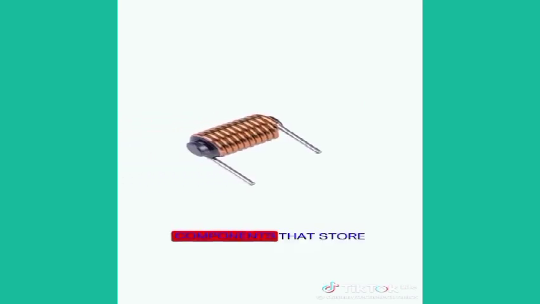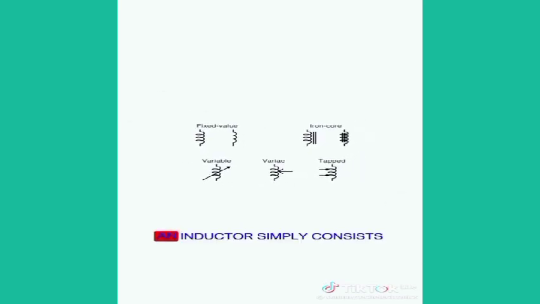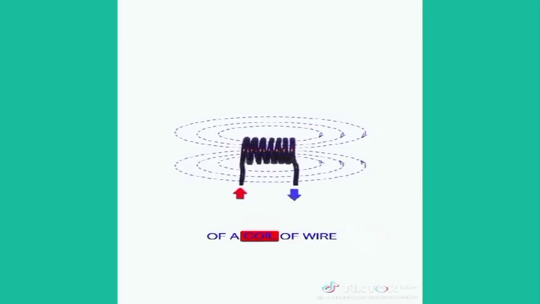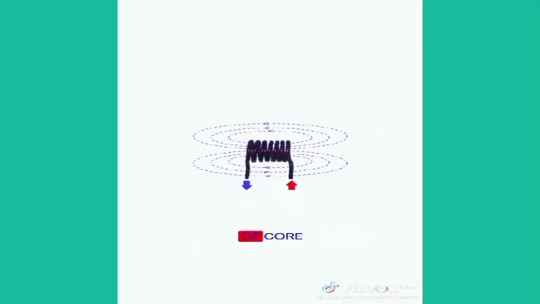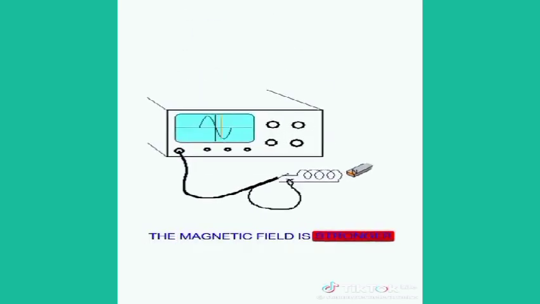5. Inductors. These are passive components that store energy in the form of a magnetic field. An inductor simply consists of a coil of wire wound around some kind of core. The core could be a magnet or air. When current passes through the inductor, a magnetic field is created around it. The magnetic field is stronger if a magnet is used as the core.